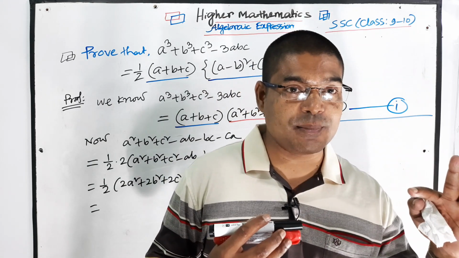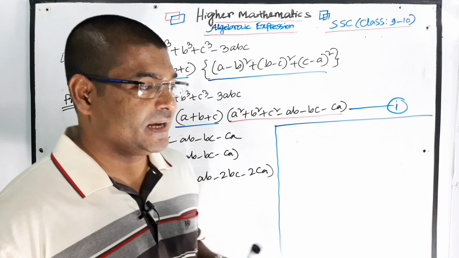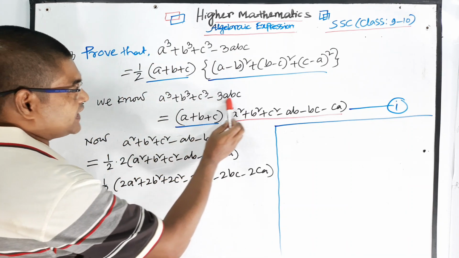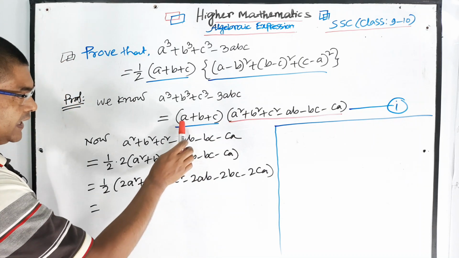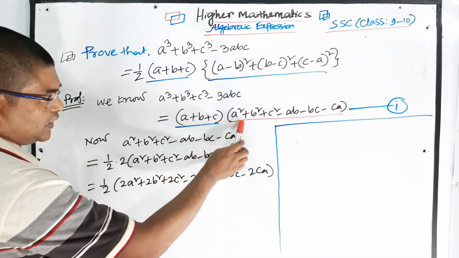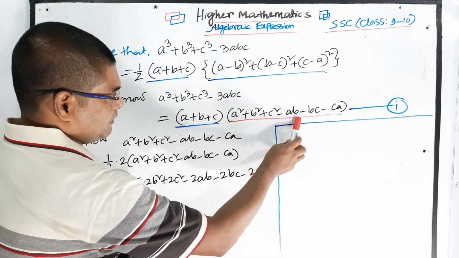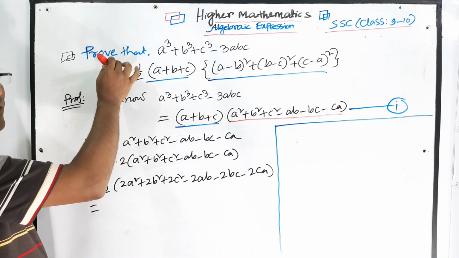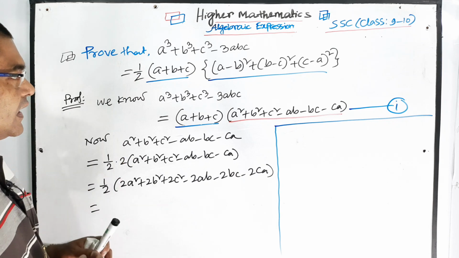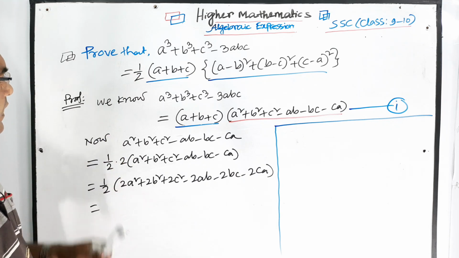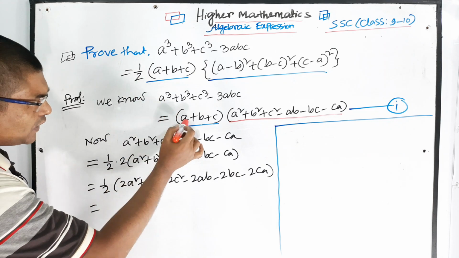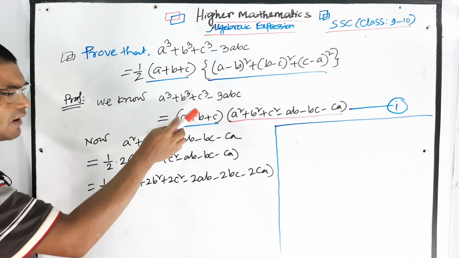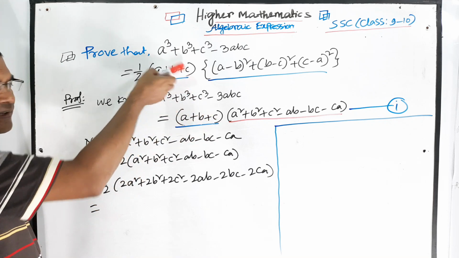cube minus 3abc rule. So let's come back. You can see a cube plus b cube plus c cube minus 3abc equal to (a plus b plus c)(a square plus b square plus c square minus ab minus bc minus ca). This is the rule, but this is the corollary. So here, you can see, the main formula has a plus b plus c, and your corollary also has a plus b plus c. So you have no need to change this part, okay?